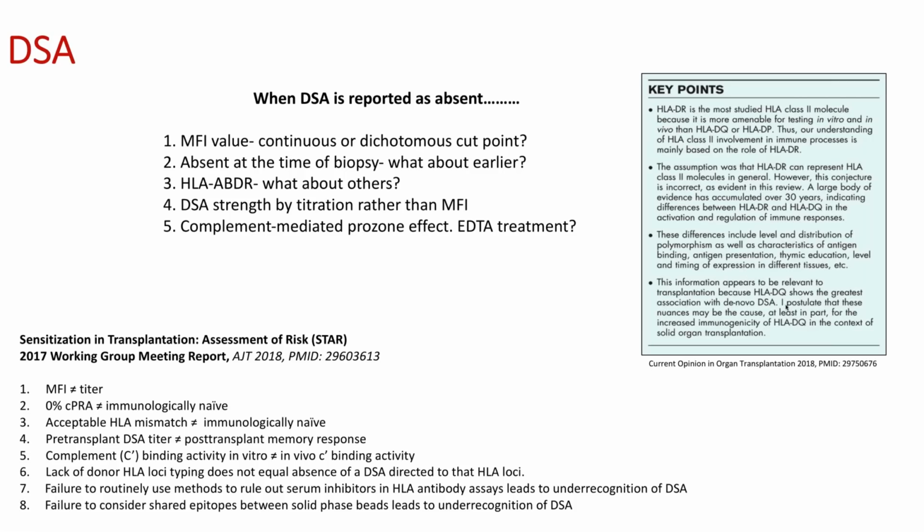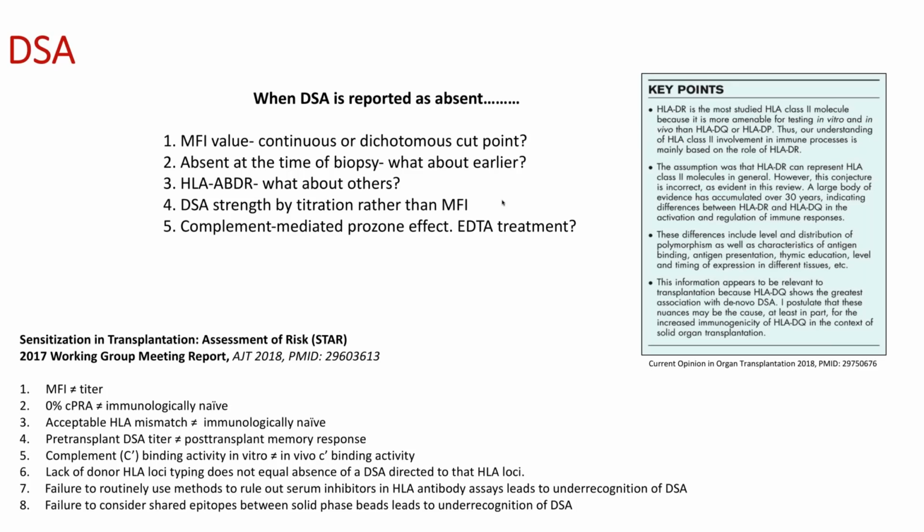So she finishes the paper with the argument that, "I postulate that these nuances may be the cause, at least in part, for the increased immunogenicity of HLA-DQ in the context of solid organ transplant." So what should be kept in mind is that when the majority of labs report only A, B, and DR, it is possible that DQ and DP, which we are not testing routinely, could also be relevant to DSA.